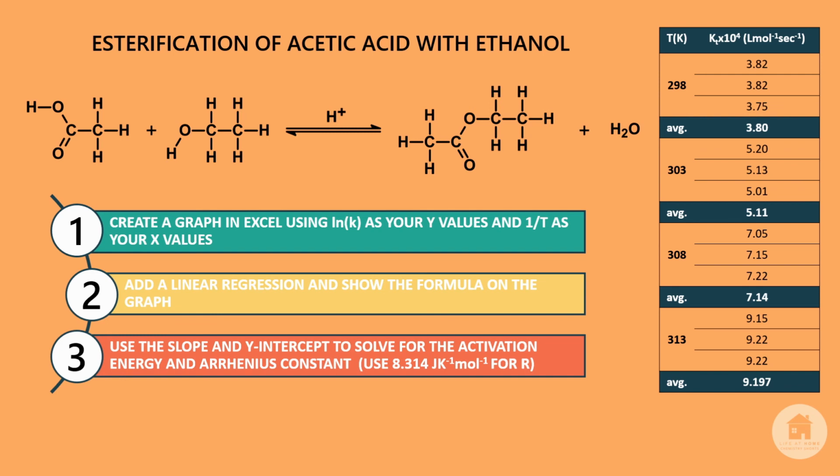And in this case, we want to use the constant, the R value that gives us joules. So you're going to use 8.314 joules per Kelvin mole for your R value. That's going to give you the correct units for your activation energy, which would be joules per mole. So I think you guys can handle that. And if you have any trouble, there's lots of help out there to be able to create a graph in Excel and to be able to do a linear regression.